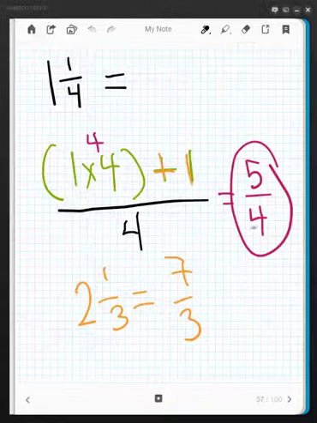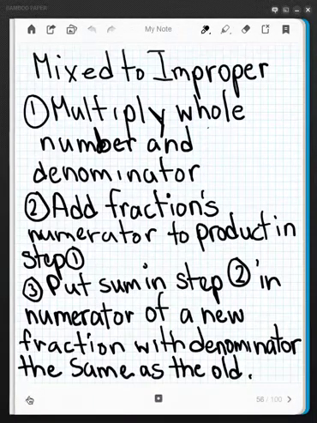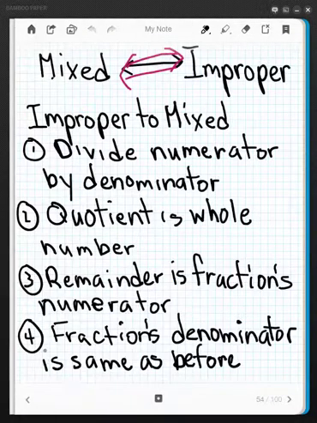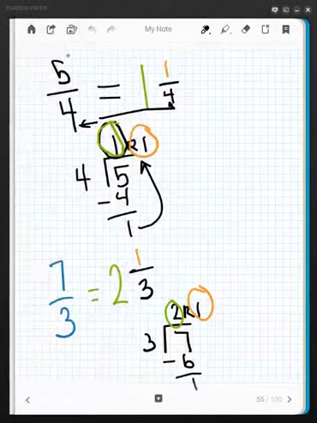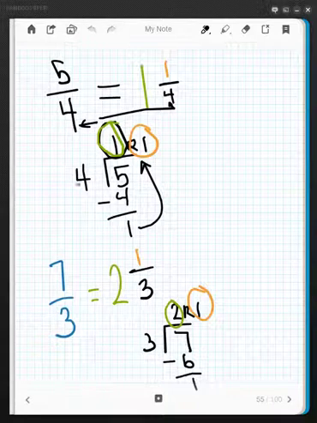over the original denominator of 4. Now let's check in on changing an improper fraction to a mixed number. You divide the numerator by the denominator. The quotient is the whole number. The remainder is the fraction's numerator, and the fraction's denominator is the same as before. So here we have 5/4, so we're going to divide 5 by 4. 4 will go into 5 one time with 1 left over. So the whole number is 1, the fraction's numerator is 1, and the denominator is the same as it was before, 4: 1 1/4.